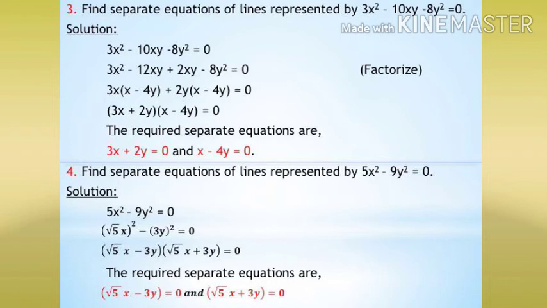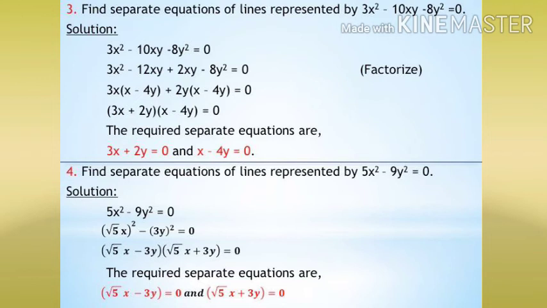So you have (3x plus 2y) into (x minus 4y) is equal to 0. So the separate equations are 3x plus 2y is equal to 0 and x minus 4y is equal to 0. So if you have this type of example, here you can use the factorization method.